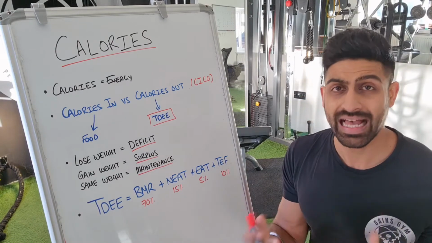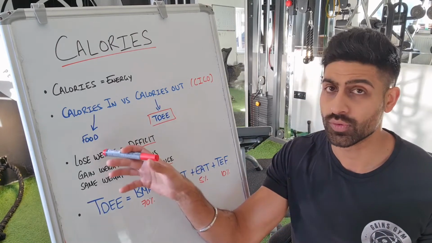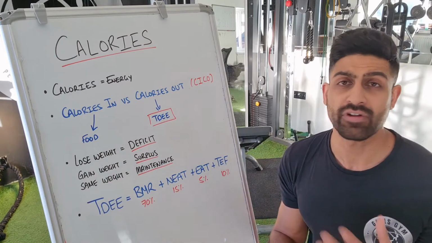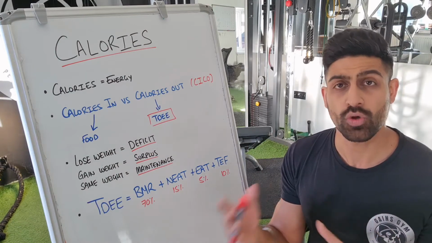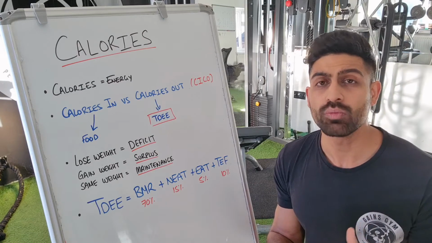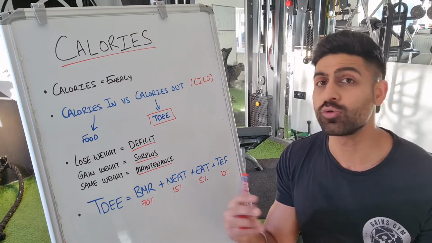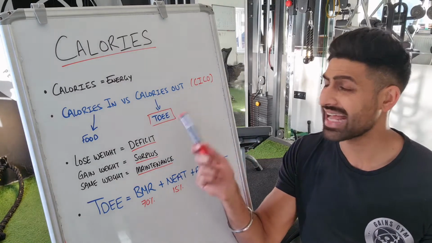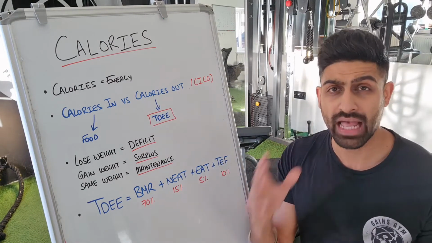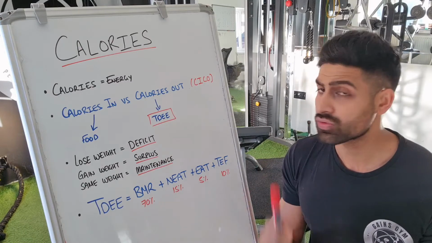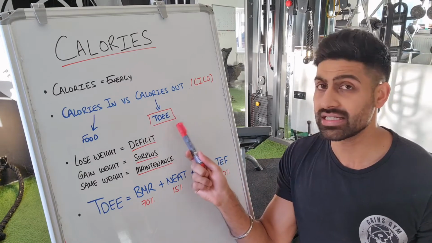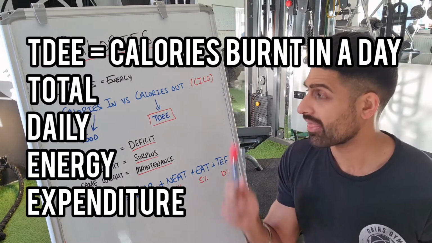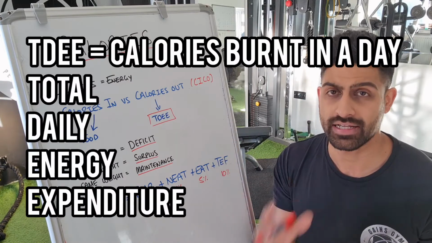Now, we get our energy from food, okay? So we get our calories from food, and food will have different calorie numbers on them. For example, an apple will be like 50 calories, a chocolate bar 250 calories, etc. Calories out. Now, these are the amount of calories you burn in a day, also known as your TDEE, total daily energy expenditure. That is the amount of calories you burn in a day.